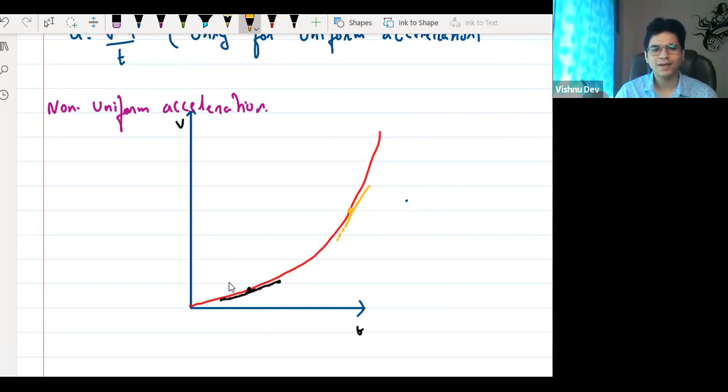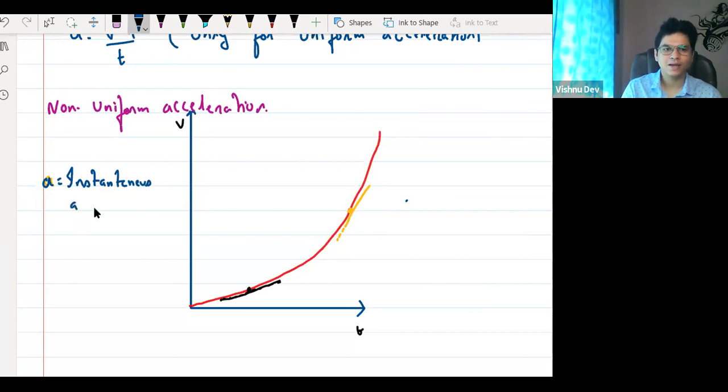Right? What is that acceleration? Tell me. I hope all of you already remember. What is that acceleration called? So that acceleration is basically called as, tell me. Instantaneous. Yes, very good. Instantaneous acceleration. Yes or no?